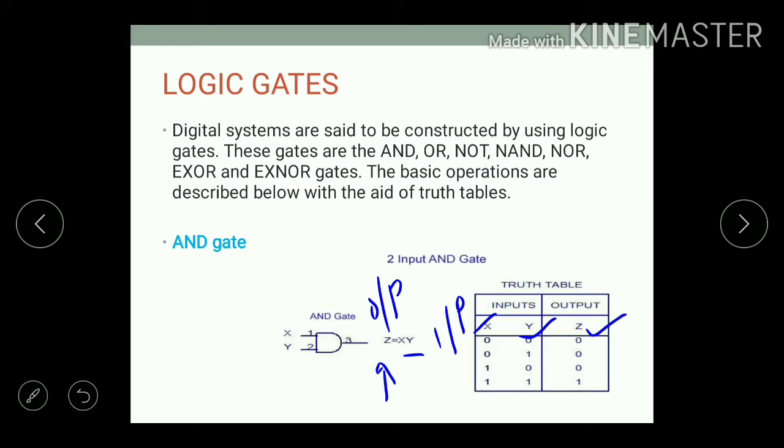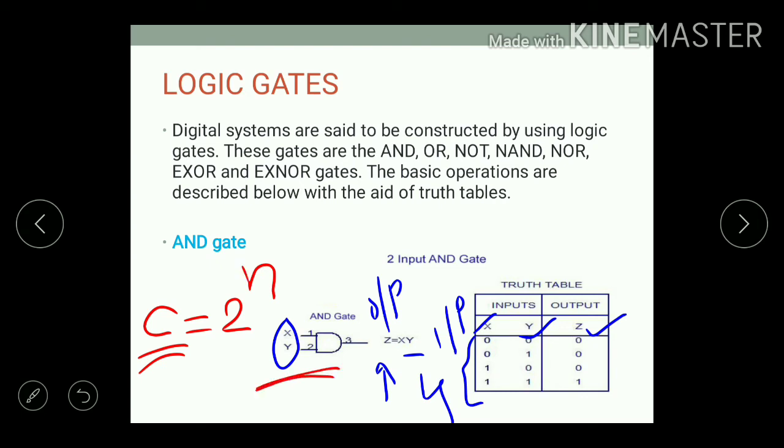If the number of inputs is 2, then the number of combinations is 4. This is given by an equation: if I say the combination is C, then the total combination is given by 2 to the power n, where n is the number of inputs.